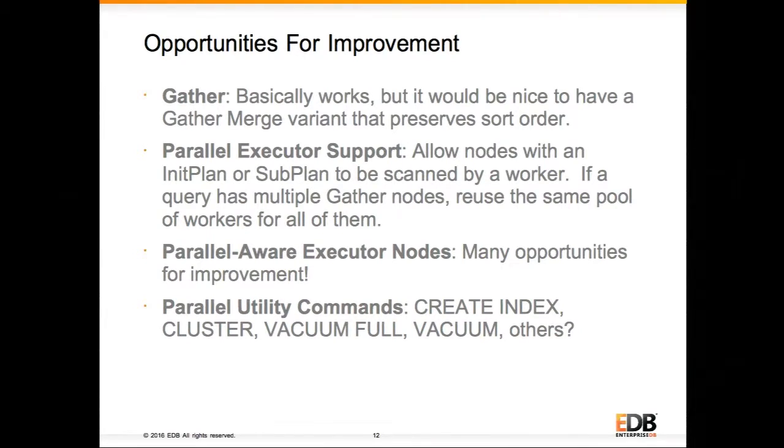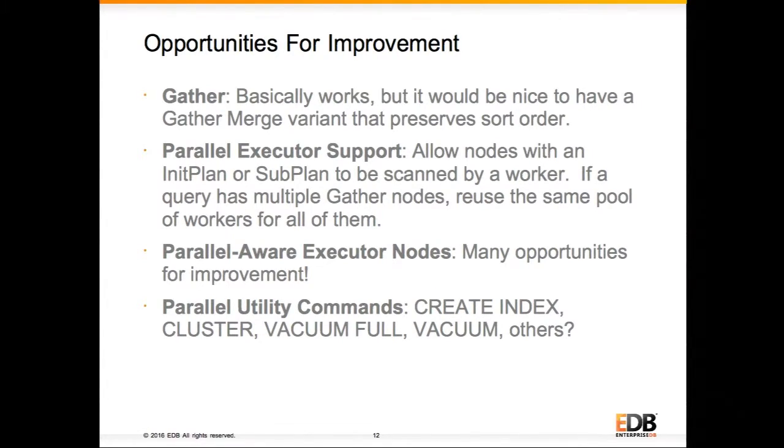Parallel aware executor nodes are where I think there's huge opportunity for improvement here. So I'm gonna have a separate slide about that. And then of course, parallel utility commands I think are going to be a big thing. Many people who are running PostgreSQL have OLTP type workloads, and that's why they picked PostgreSQL rather than something else. But they may still have some bulk operations like create index, cluster, vacuum full, vacuum, maybe some others that I'm not thinking of. Those operations take a long time compared to their queries. So that's a particularly appealing target for parallelism to ease the pain of those occasional bulk operations.